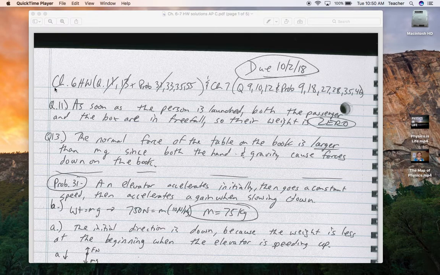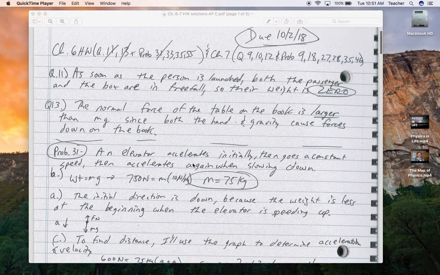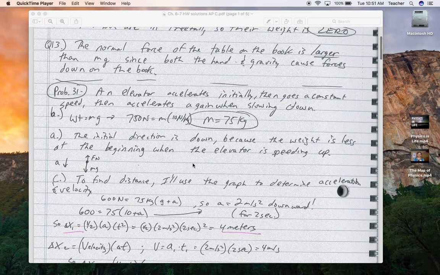In this case, question 13 was a hand pushing down on a book, which is resting on a table. So the normal force on the book has to be larger than mg of the book, since both the hand and gravity cause forces down, so the normal force is the only thing acting up.